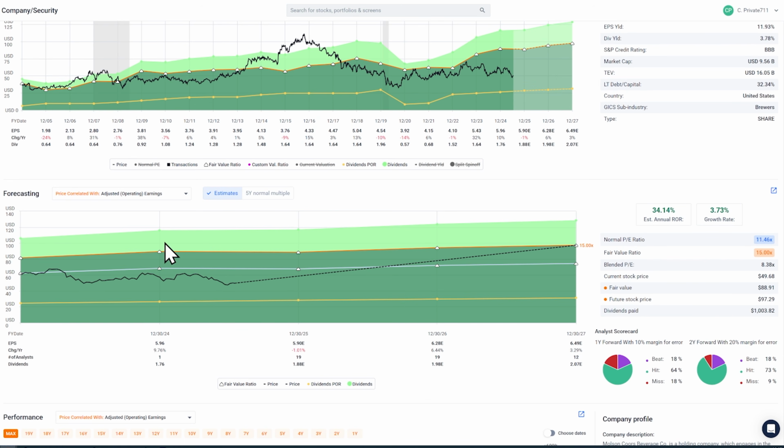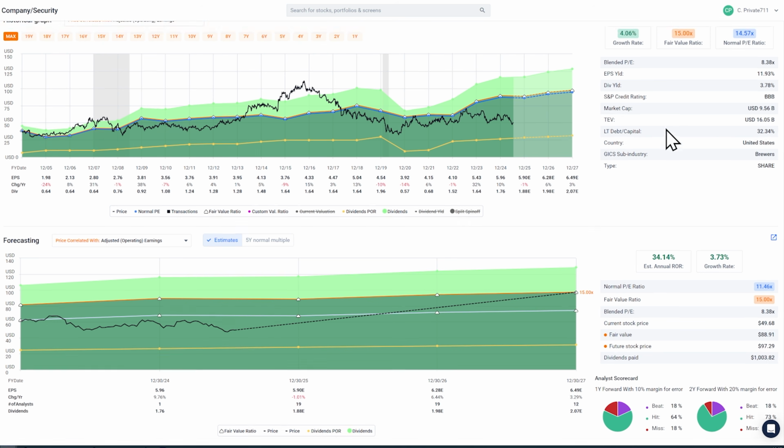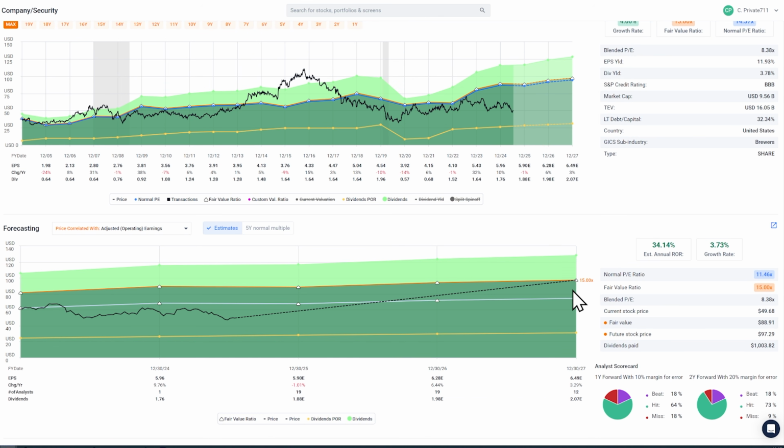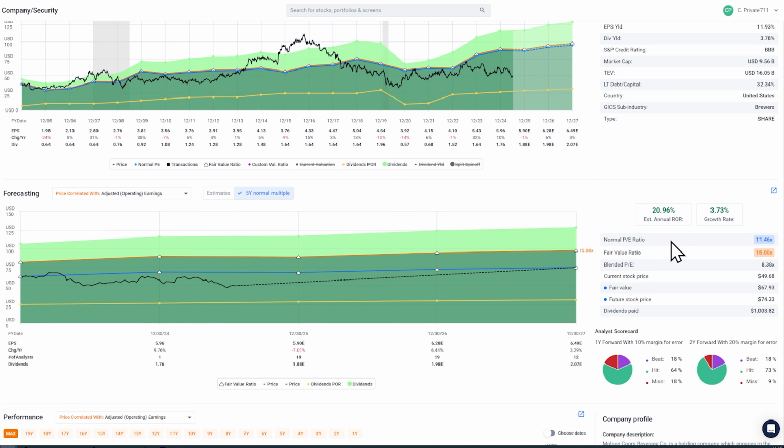So if you bought that stock today using the summary page of Fast Graphs, and the stock moved back to a 15 PE, like we talked about, it had typically traded at over this whole 20-year period. You can see that by adding the normal PE has been around 14.57. That would indicate an opportunity to make 34% annualized rate of return out to the end of 2027. The stock is very, very cheap. Now, if we used the normal multiple for the last 5 years, which has been even lower than historical norms of 11, now you're still looking at an opportunity to make over 21%.